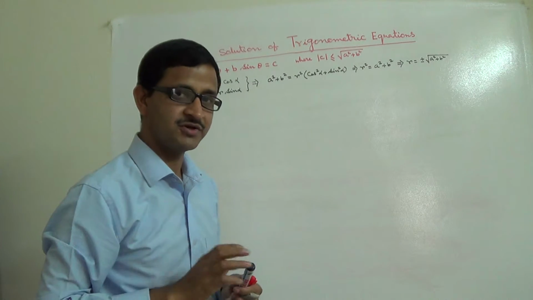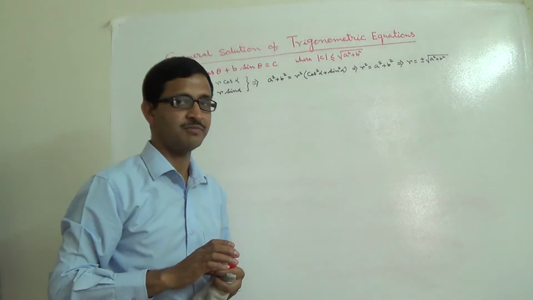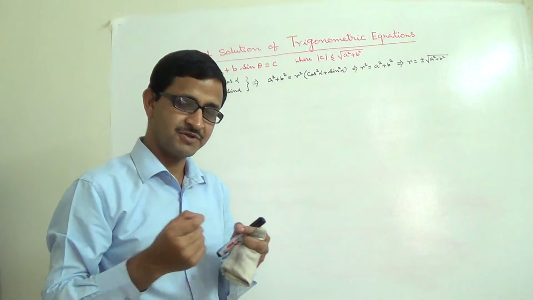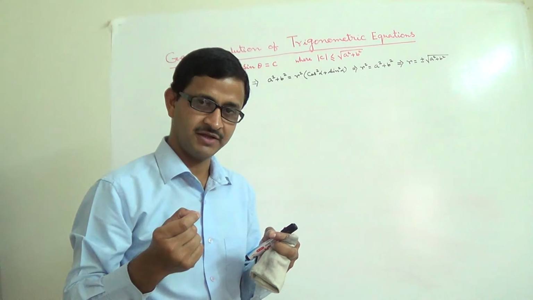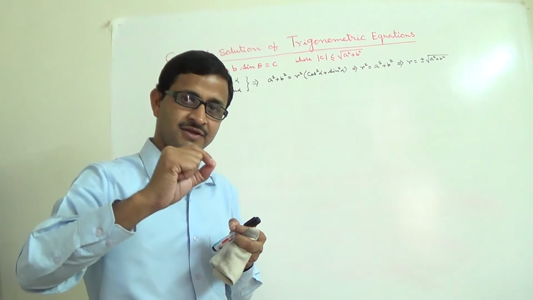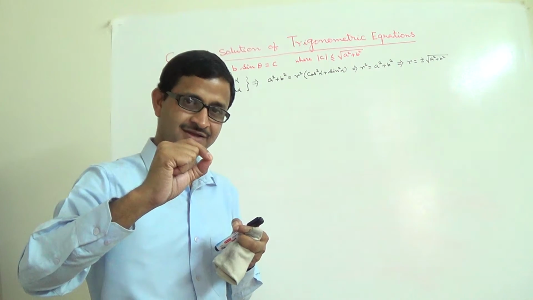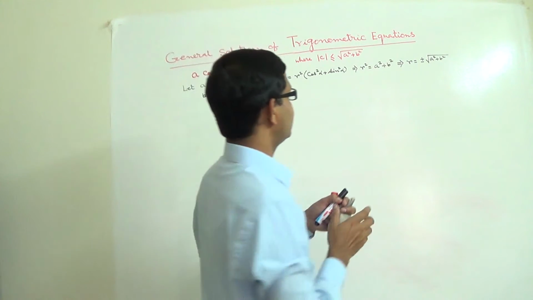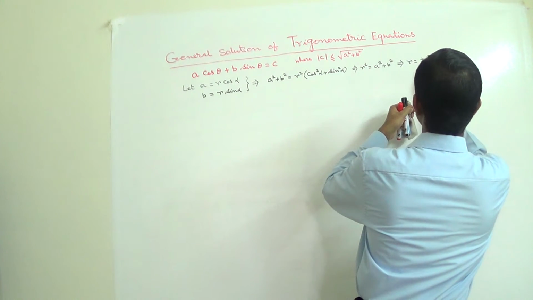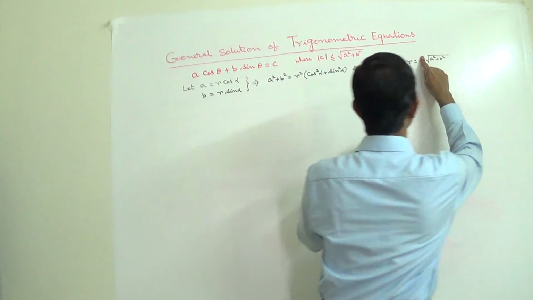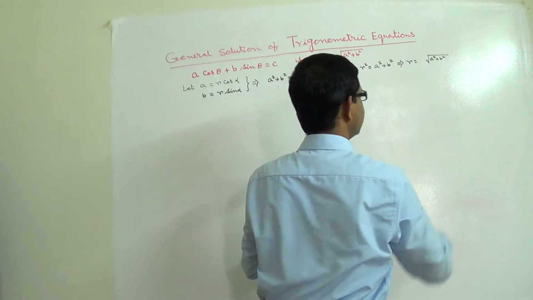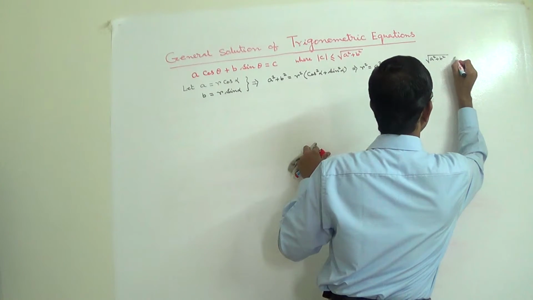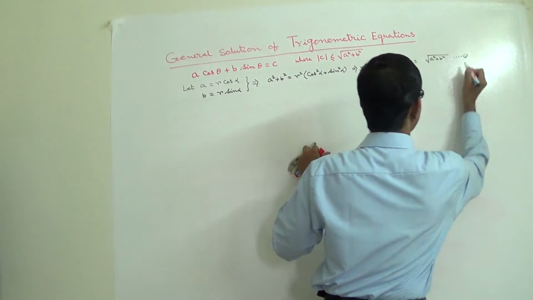Now, we should not consider the minus of square root of a square plus b square. Why? Because in the polar representation, r is the length. As it is a length, it cannot be negative. So r is known as the length of the radius vector, so we cannot consider the minus value. So here we will consider the plus value, r equal to square root of a square plus b square.